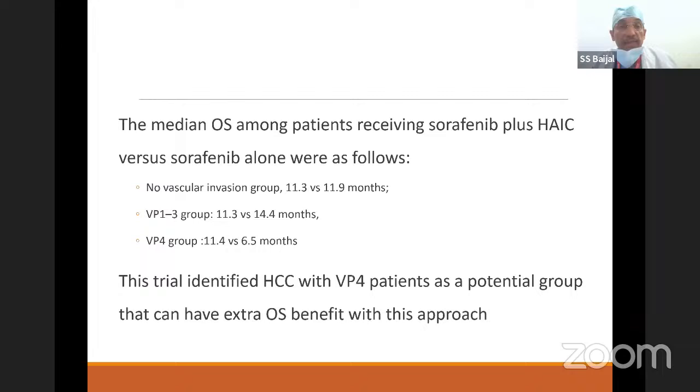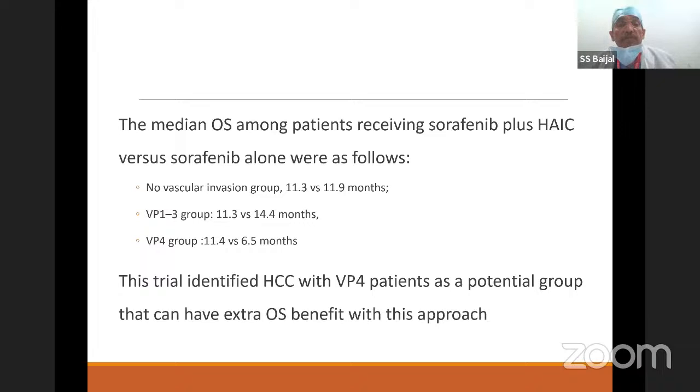when they broke up the groups, there was no significant difference if this combination was used in patients who had no vascular invasion or even vascular invasion up to VP1 and 2-3. However, it was in VP4, that means the most advanced local HCC patients, where the benefit was coming through. And it is in those patients that we would definitely have an extra overall survival rather than if sorafenib was used alone.